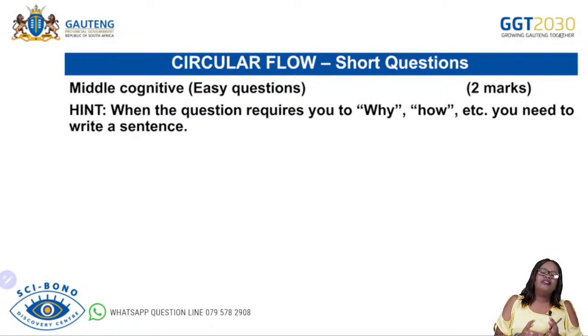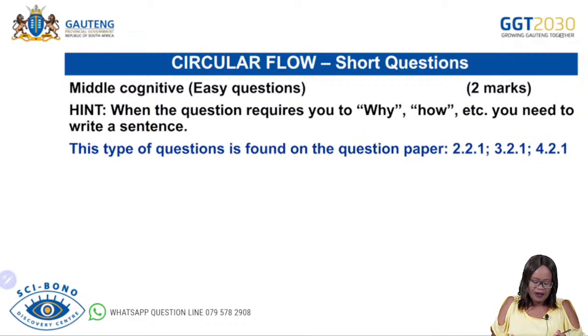Now, when you speak about these questions, these will be your 2-mark questions that ask questions such as why, how, etc. Therefore, what is important here that you should note is that in answering these questions, you must make sure that you answer in full sentences. These are the questions that are usually found in your questions 2.2.1, 3.2.1, as well as 4.2.1, and that is still in your Section B.